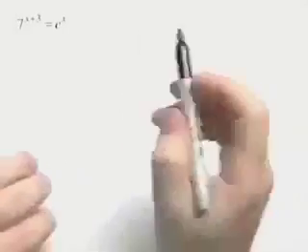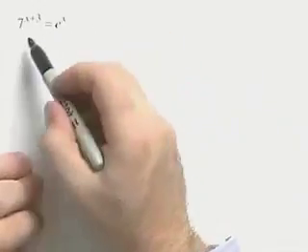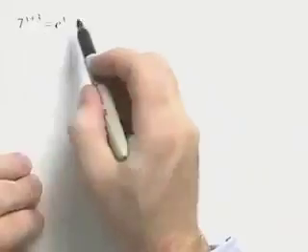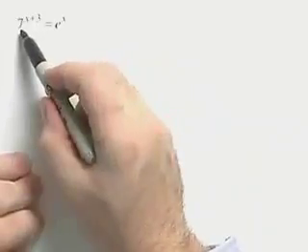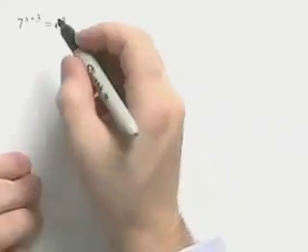In this problem we're going to solve an exponential equation. We have 7 to the x plus 3 equals e to the x. Well, we might try to get the same base on both sides so that we could set the powers equal to each other. There's really no way we're going to be able to get 7 and e to be the same base in any nice way.